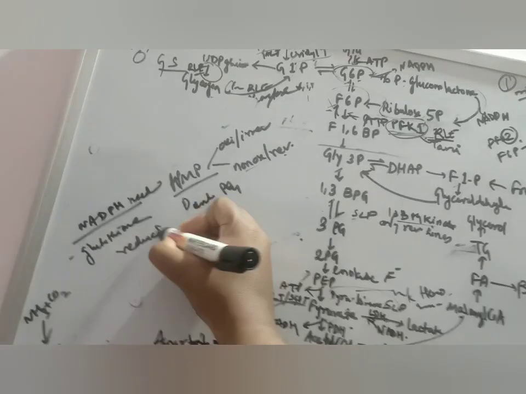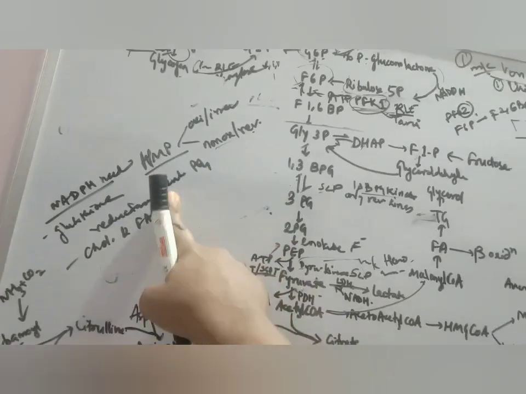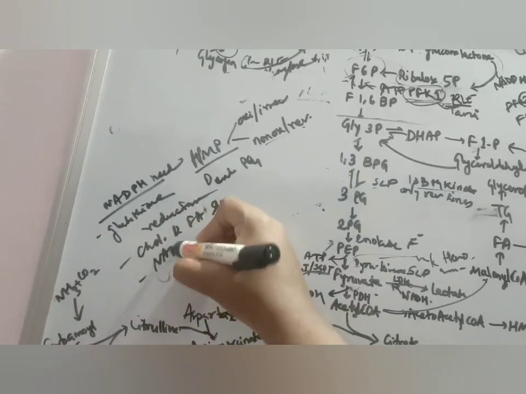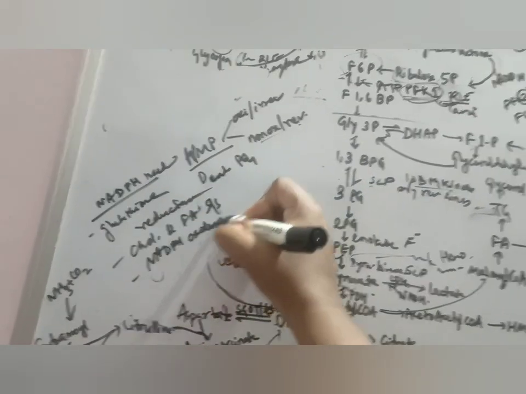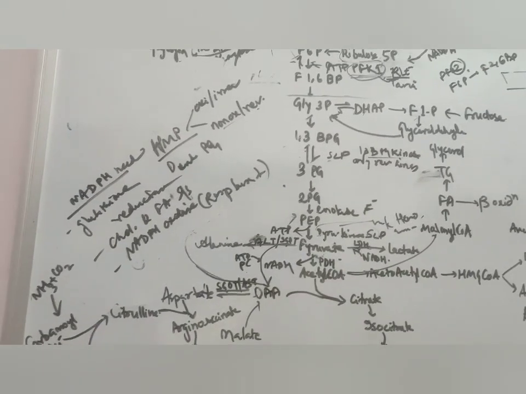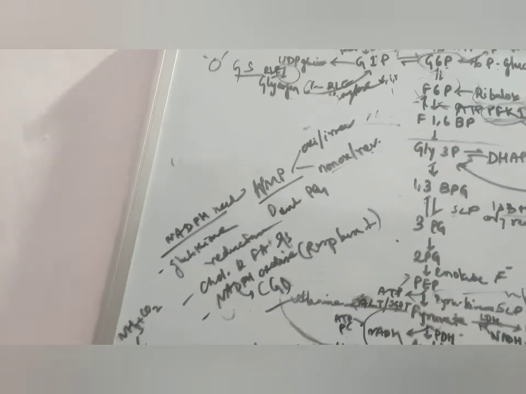glutathione reductase. This is the free radical scavenger, glutathione reductase. Then you have cholesterol and fatty acid synthesis. Then you have NADPH oxidase. NADPH oxidase, this is also known as respiratory burst. Can you remember something from pathology? NADPH oxidase, this enzyme defect will lead to what? So NADPH oxidase is CGD. This is also a previous year question. Chronic granulomatous disease. In chronic granulomatous disease, the defect is in NADPH oxidase.